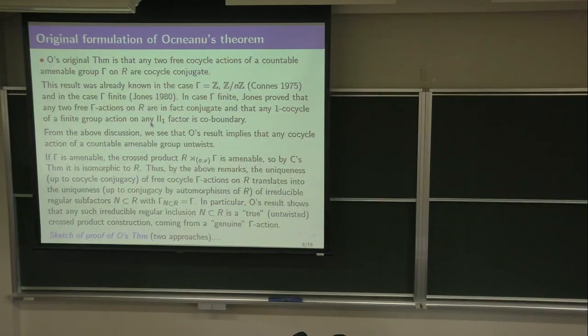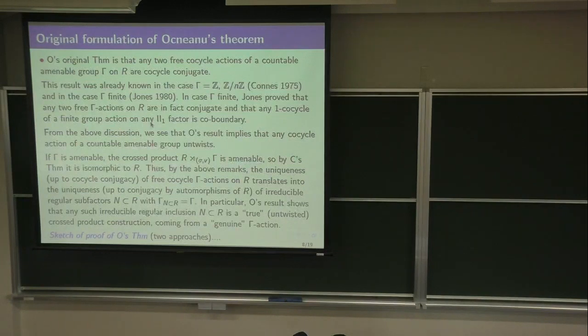So, as I said, moreover, Jones also proved that any two free Gamma actions on R, for Gamma finite, are in fact conjugate. And Connes also proved, for Z, that any two periodic automorphisms of the same period are conjugate. Cocycle conjugacy is the same as conjugacy because 1-cocycles are coboundaries. So that's on the one hand.